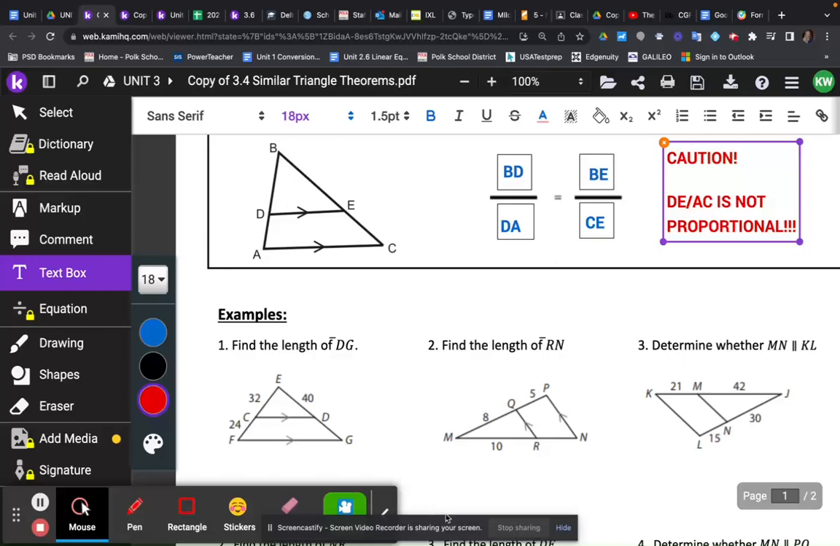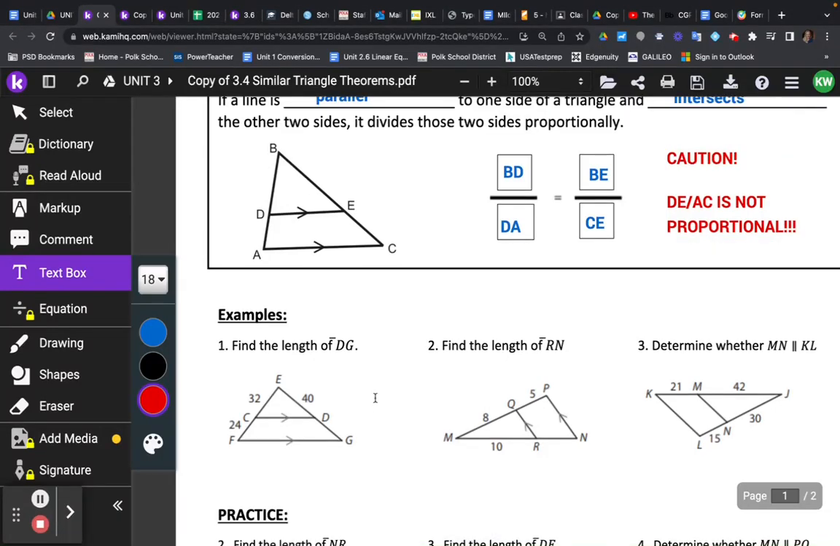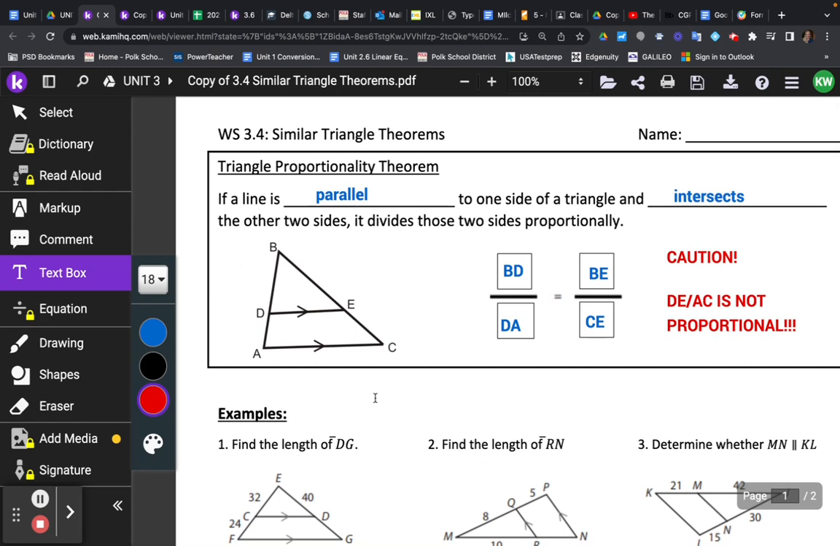Hi guys, in this video we will feature 3.4 similar triangle theorems. Now the triangle proportionality theorem you may have already discovered because you jumped into IXL and just went and checked it out, right? A lot of people can actually just sort of understand that proportionality and it makes it a lot easier. So let's take a look at it.